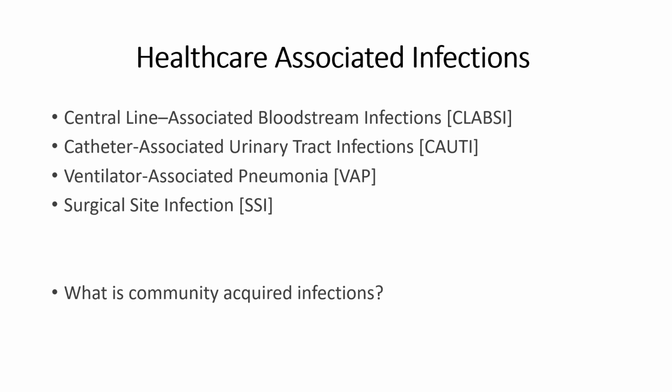So there is central line associated bloodstream infections, also known as CLABSIs. There are catheter associated urinary tract infections, also known as CAUTIs. You're going to hear a lot about these as you go through your clinicals and career. There's ventilator associated pneumonia, also known as VAPs. Surgical site infections, also known as SSIs. And there's actually just healthcare acquired pneumonia in general, which would be called HAPs.